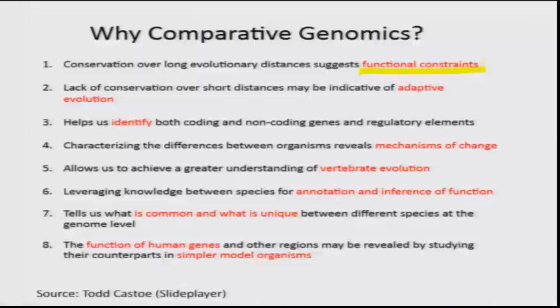Lack of conservation over short distance may indicate adaptive evolution. What do you mean by adaptive evolution, right? You must have studied about mammals and Darwinian finches. These are classic examples of adaptive radiation. When there is a pressure, for example, members of the same population of a species live in a locality or habitat, and if there is a sudden change or pressure on them, then what do they do? They migrate to a different region to survive.